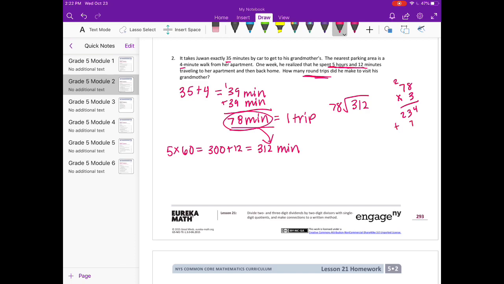I'm going to add another group of 78. 4 plus 8 is 12. So there we get 312. So it can go in 4 times. So he made 4 round trips.